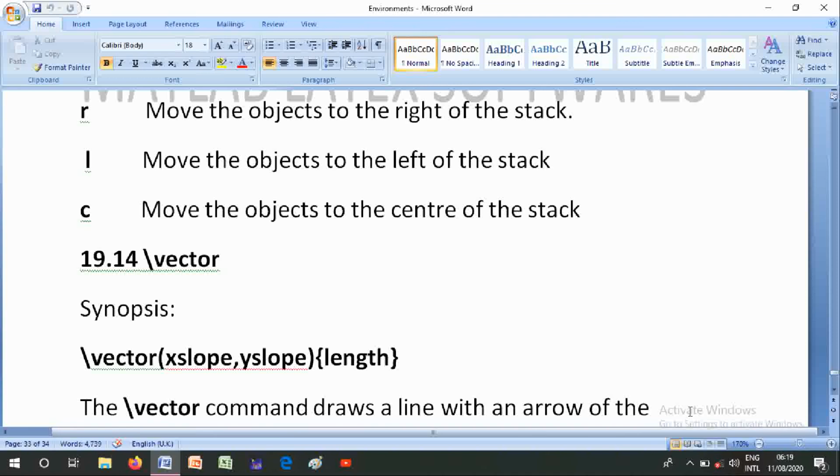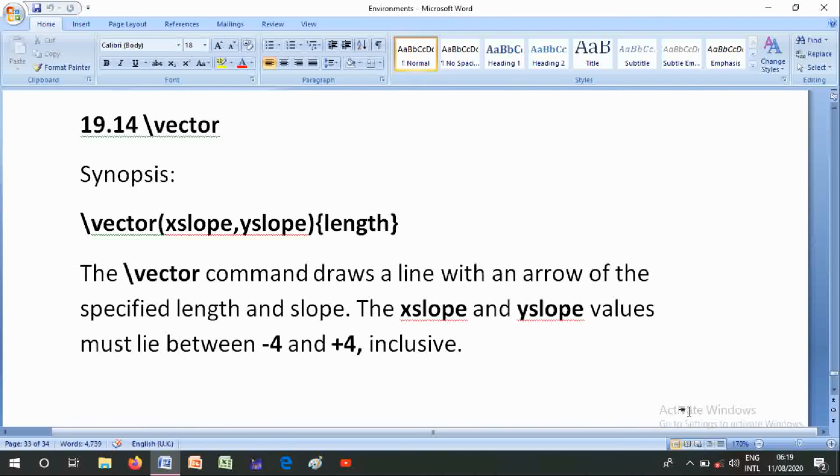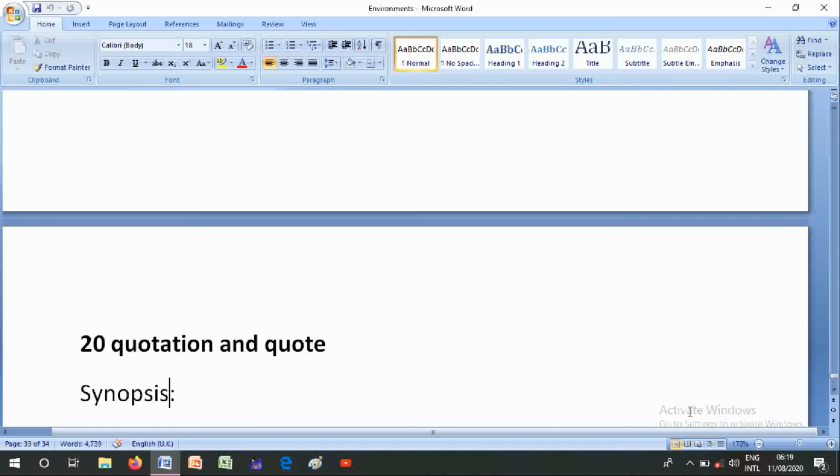19.14 is vector. Its synopsis is \vector(x slope,y slope){length}. The vector command draws a line with an arrow of the specified length and slope. The x slope and y slope values must be between -4 and +4 inclusive.